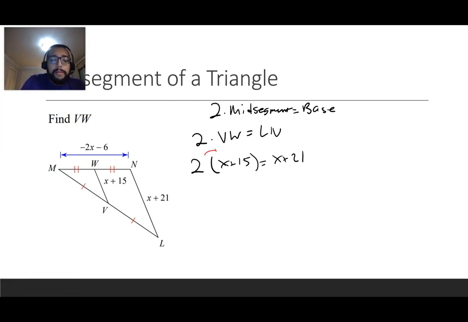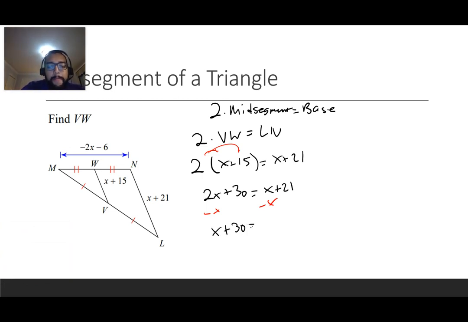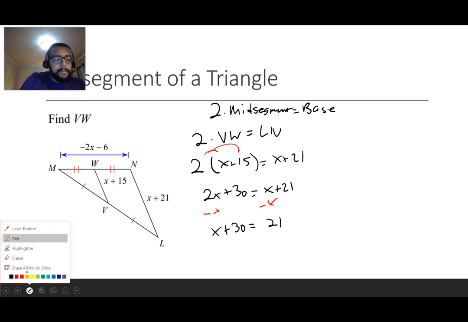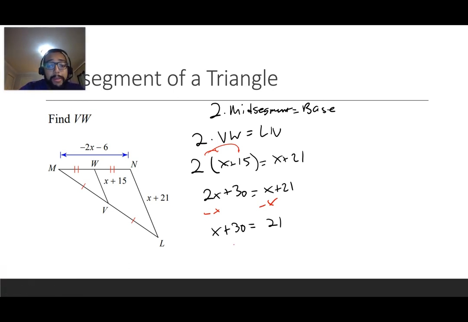Now from here, again, just distribute the 2. So it'll be 2x plus 30 equals x plus 21. And these numbers are actually not that bad. We'll get x by itself, so let's move that x to the left side by subtracting. So we get x plus 30 equals 21. Now with this here, solve for x by subtracting 30.